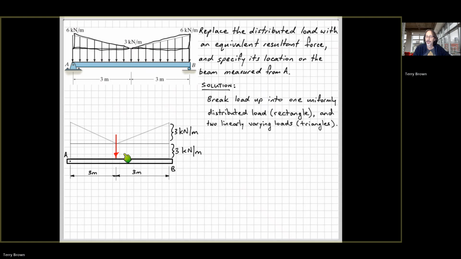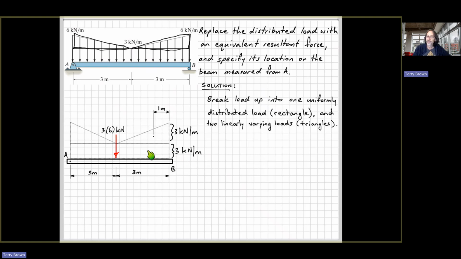Okay, so firstly, looking at the rectangle, we know that the force acts through the centroid of the area, or the centroid of the shape. For a rectangle, the centroid is just at its geometric center, so that one we can put in easily enough. And its magnitude is the magnitude of the distributed load in force per unit length. So you've got 3 kilonewtons per meter, and the total length is 6 meters. So we'll get 18 kilonewtons.